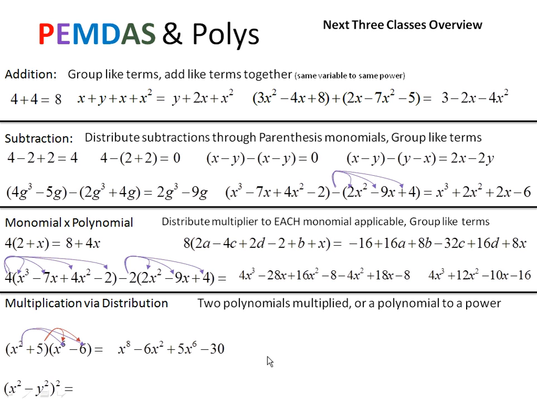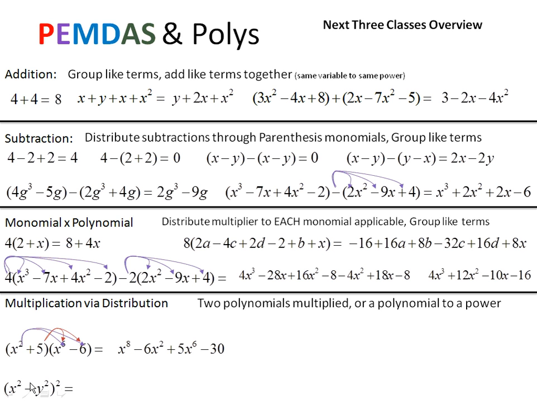And if we have a binomial times a binomial, 1, 2, 3, 4, we're going to end up with 1, 2, 3, 4 in our answer. X squared times x to the 6th is x to the 8th. X squared times -6 is -6x squared. 5, making sure that you take the sign in front of it, times x to the 6th is 5x to the 6th, and plus 5 times -6 is -30. And this is the 4-part polynomial that we get as a result.